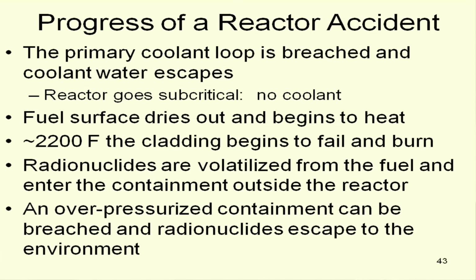But then if that starts to happen, you've breached the cladding, so fission products can get out. You've got a fire situation going on, which provides a driving force to volatilize and move them around. And even though these are in containment, secondary containments and this kind of thing, if you overpressurize it, radionuclides can essentially escape. That's the typical concept of a reactor accident. Now, what do you do about it?